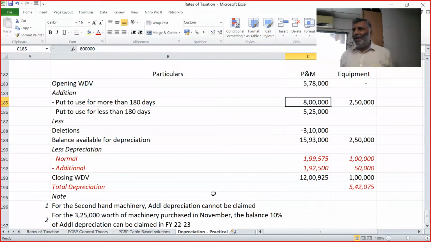Where are you stuck? Which normal? Plant and machinery. You got 15 lakh 93,000 as the balance available, for the 5 lakh 25,000 at 7.5%, the balance at 15%.